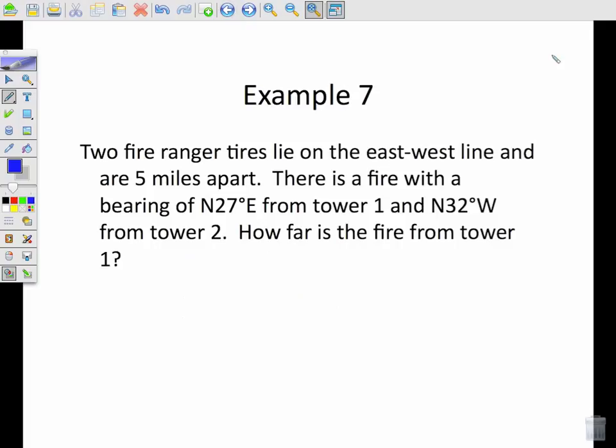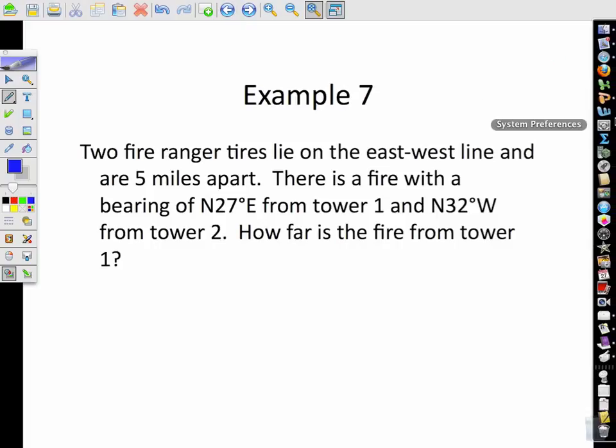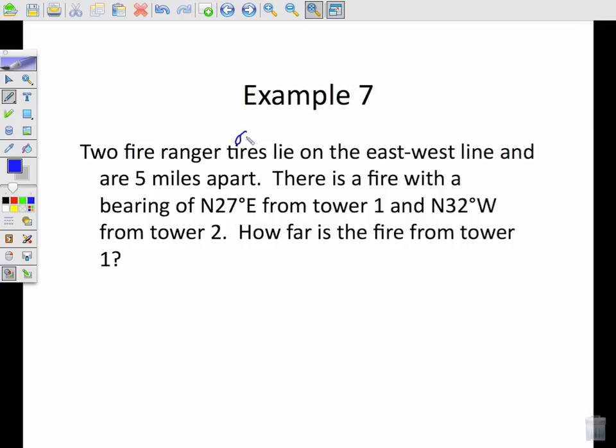All right, let's see what we have here for example 7. It says 2 Fire Ranger towers lie on the east-west line and are 5 miles apart. There is a fire with a bearing of north 27 degrees east from Tower 1 and north 32 degrees west from Tower 2. How far is the fire from Tower 1? All right, well, let's first do the towers. They're 5 miles apart.